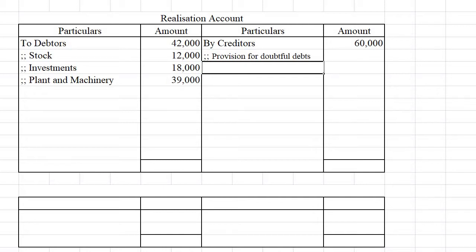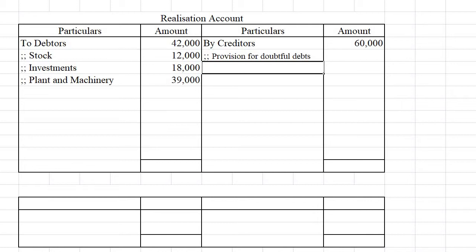Okay. So if both investment and investment fluctuation fund are there in the balance sheet, we have to transfer investment fluctuation fund to the realization account. And if there is only investment fluctuation fund in the balance sheet, that is to be transferred to the capital account of partners in their old ratio.